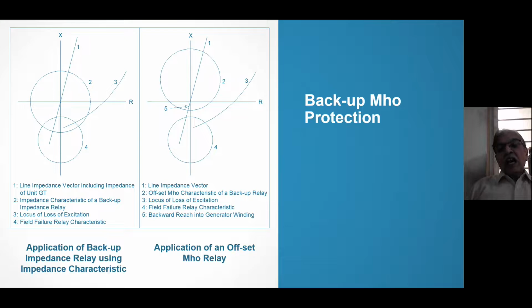And how will you set the relay? The impedance of the relay is set for the longest line that is emanating from the bus, so that the complete generator is backed up, backing up the longest line. So now there is no problem, right? So that is how the backup mode relay operates.